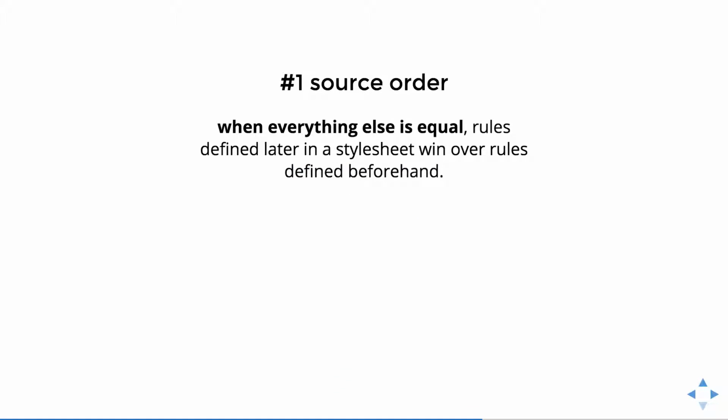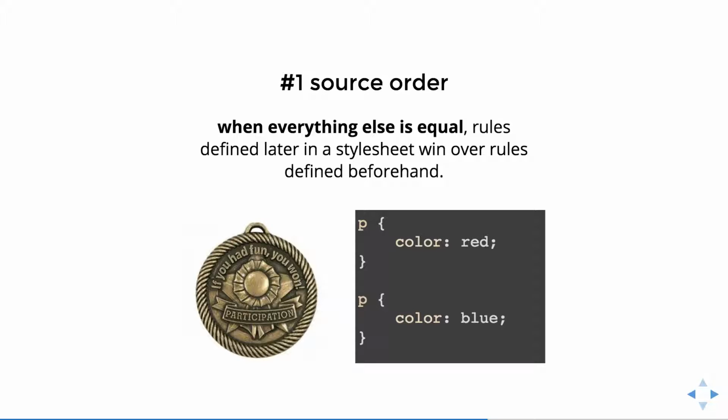So source order: when everything else is equal, that's when source order matters. So the participation trophy goes to that bottom one. That makes sense? Everything else there is equal. The importance is equal. The specificity is equal.